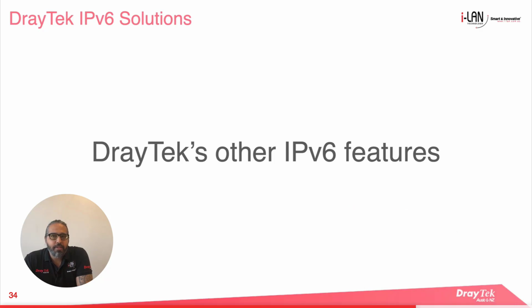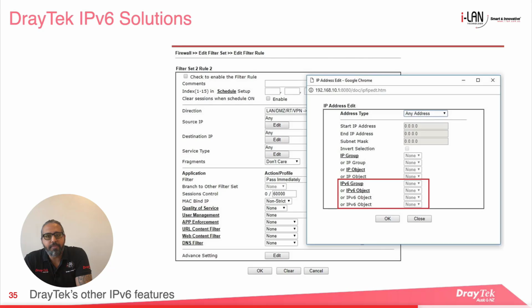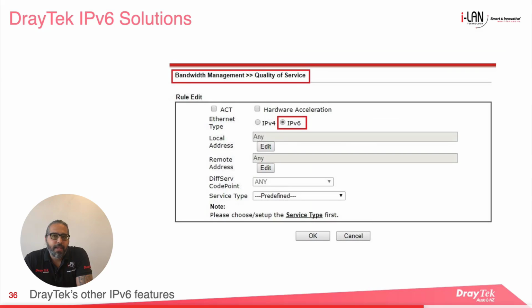Quickly looking at DrayTek's other IPv6 features before concluding today's session. IPv6 addresses are also supported by firewall filters. So even without NAT, the PCs are still protected by the router. As you can see here, we can select IPv6 groups and objects for filtering. And lastly, we can also implement QoS based on IPv6 addresses.